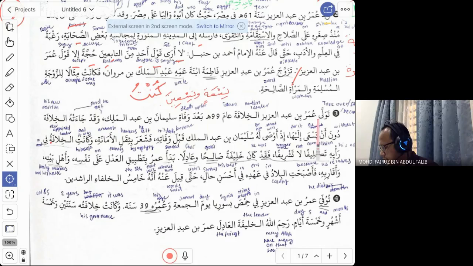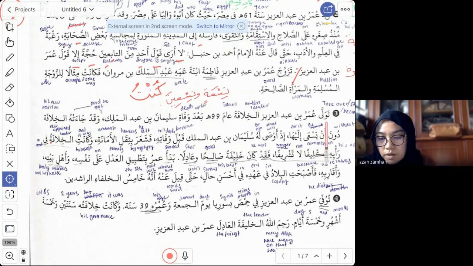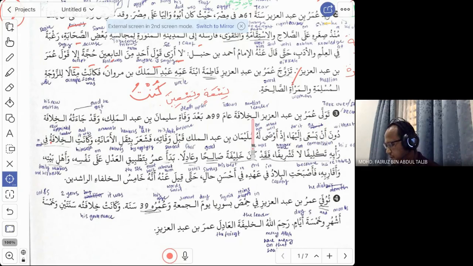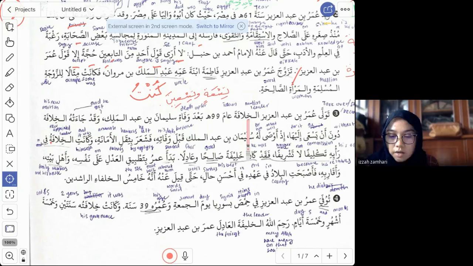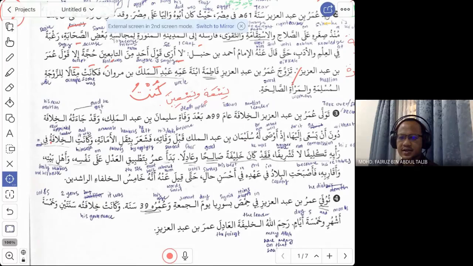Tawalla here, yes, you can translate as took over, but the word tawalla means he holds the position. So he holds the position of khilafah. This is different from khalifa. The person, the khalifa, the imam is called khalifa, but his position is called khilafah. The caliphate-ship, that is the khilafah. But khalifa is the person. So he took over this position, khilafah, in the year 99 Hijriyah, after the death of Sulaiman ibn Abdul Malik, the previous khalifa.